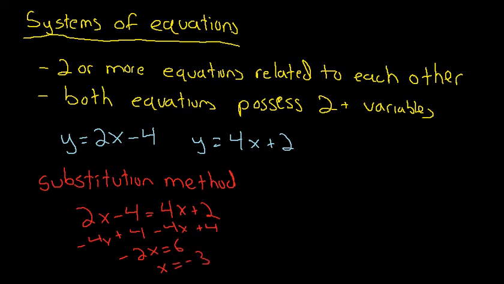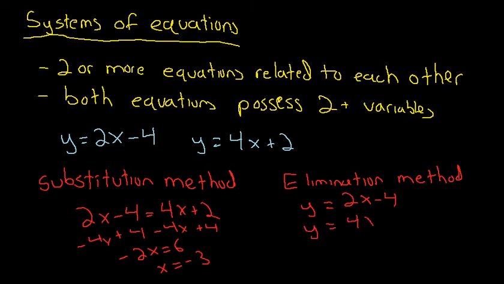The other method is the elimination method. With elimination, you want to line up both equations like this, and then subtract or add the second equation from the other. Here I'm going to subtract because I want my y's to cancel. y minus y is 0. 2x minus 4x is negative 2x. Negative 4 minus 2 is minus 6.